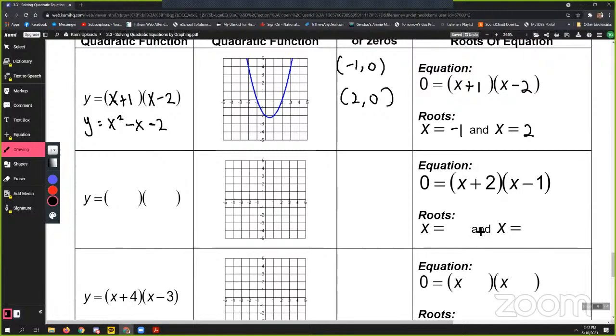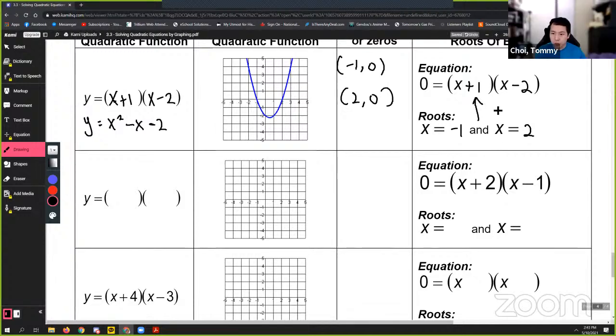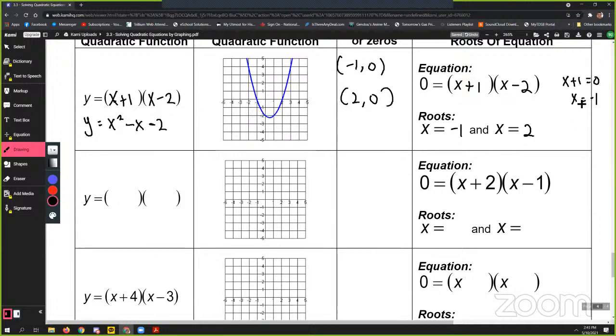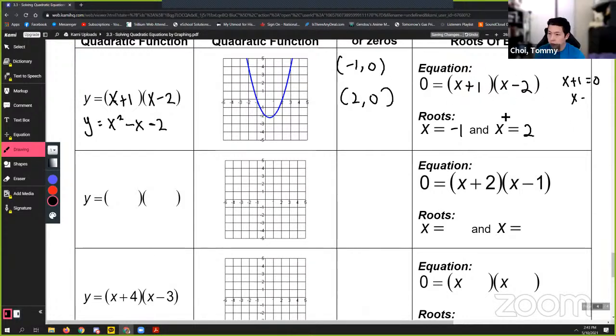Wait, question. The roots on the equation side, the x equals -1 and the x equals 2, is it like the opposite? Why does it become the opposite when you take it from the equation? So to solve for the roots, you set each bracket equal to 0. So if you were to solve for x, you would get x equals -1. Oh, okay, thank you. Yeah, so that's why it's the opposite.